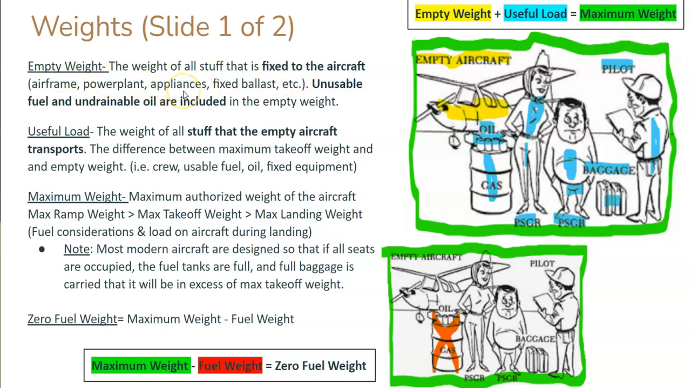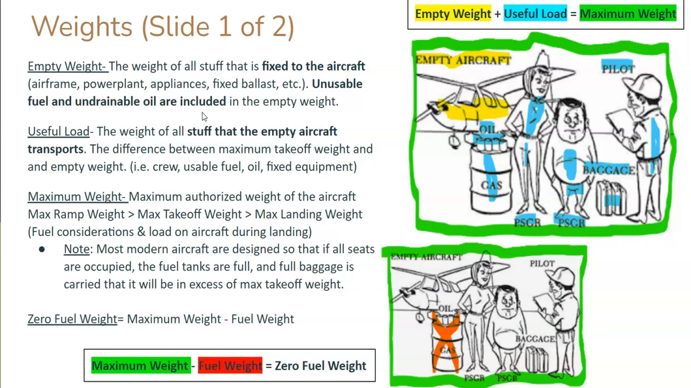Airframe, power plant, fixed appliances, fixed ballast, which, by the way, we'll discuss ballast in a second there, so hold your horses there. Also important to know, unusable fuel and undrainable oil are included in the empty weight.